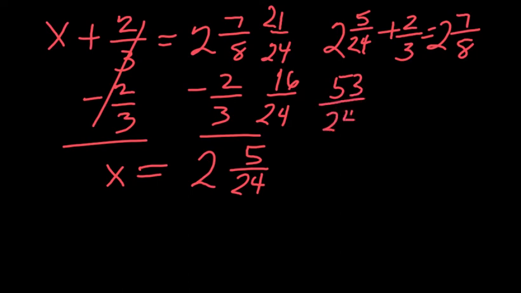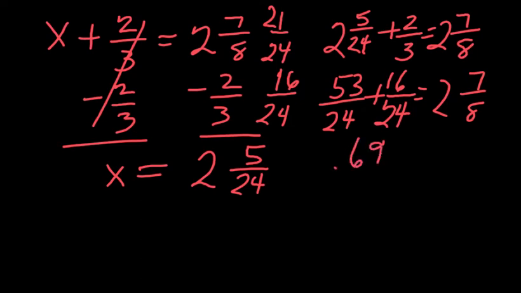53 24ths. Now I need a common denominator. So I'll go ahead and change my 2/3 to 24ths. 3 times 8 is 24. 2 times 8 is 16. Okay. Now 53 plus 16 is 69. 69 24ths.